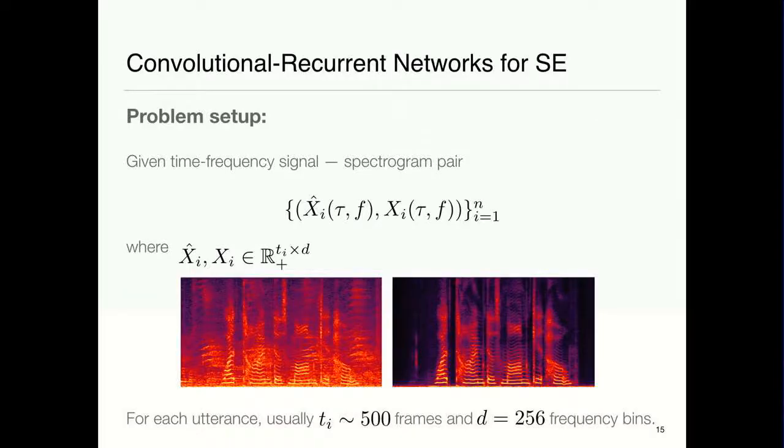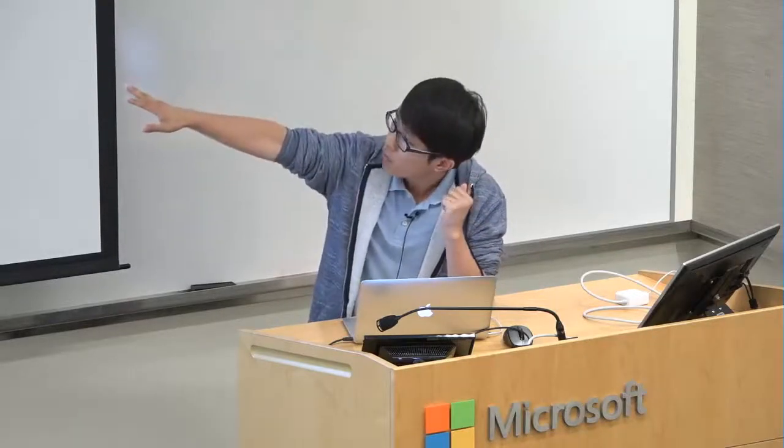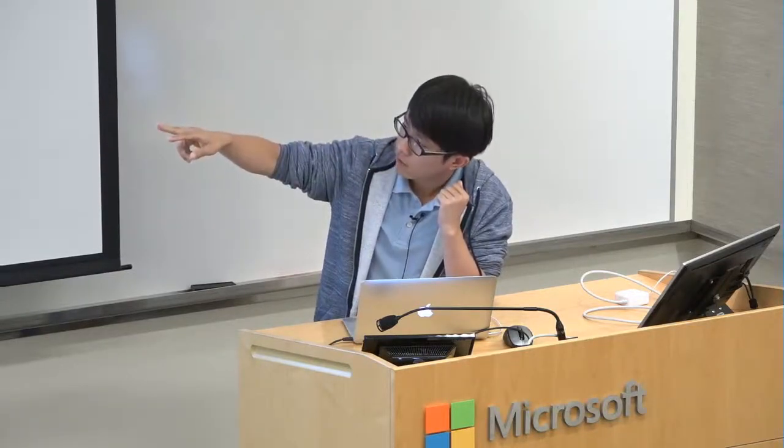Okay, so let me repeat again the setup here. What we have is a set of paired input data. Here the capital hat X is the spectrogram of the noisy signal, and the capital X is its corresponding clean version. X hat and X are both matrices with two dimensions.